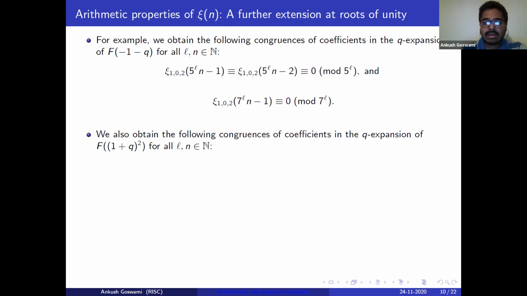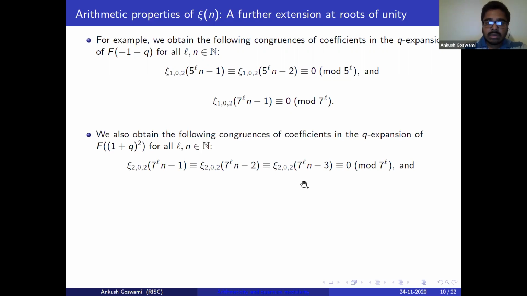Okay, and then you can also choose the same root of unity, N equals 2, but now you choose r equals 2. If you now choose r equals 2, then for all natural numbers l and n, you get these congruences mod 7 to the power of l. And similarly, you get these congruences mod 11 to the power of l.